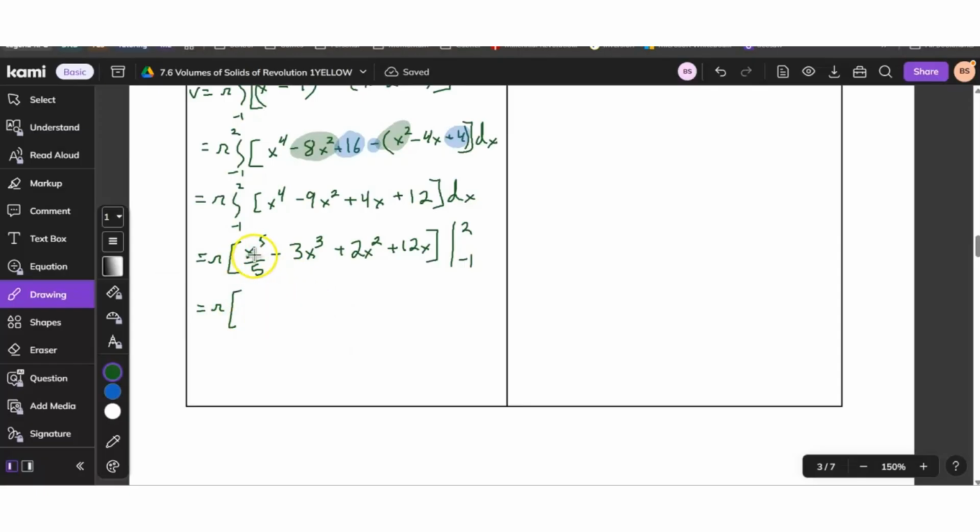Then I'm going to plug in 2. So this is going to be 2 to the power 5 was 32. So 32 fifths minus 24 plus 8 plus 24 minus negative 1 is going to be negative 1/5 plus 3 plus 2 minus 12.